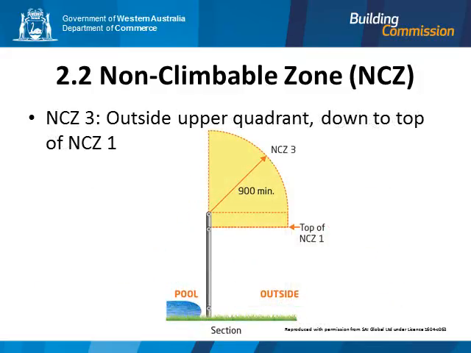Non-climbable zone 3 is measured from the top of the fence. It is a 900 millimetre arc on the outside of the fence between 12 o'clock and 3 o'clock. It also extends down to the top of non-climbable zone 1 and non-climbable zone 2. There are to be no climbable objects within this area.